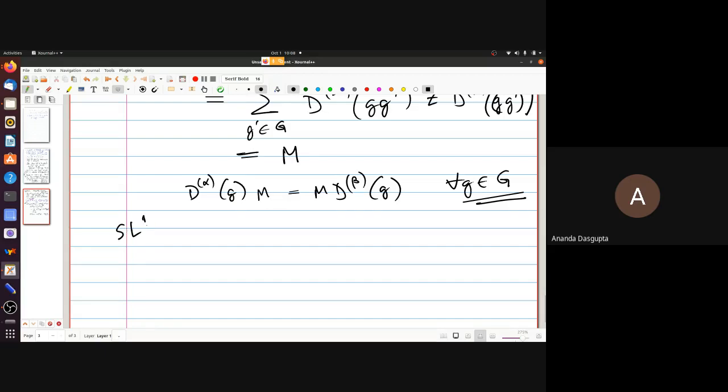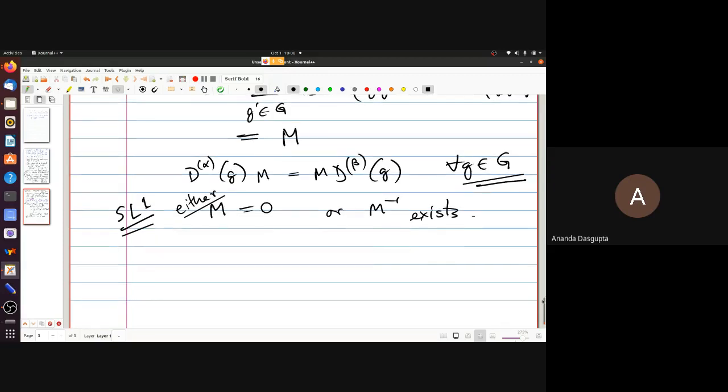Because alpha and beta are two representations involved, we have not assumed that they are identical yet, or they could be, but in general, M equals 0 or M inverse exists. Now let's take this in two steps. If M inverse exists, what is that telling you about d alpha and d beta? They're equivalent. Yeah, but is that possible? Not really a contradiction, but a contradiction would be something which is impossible.